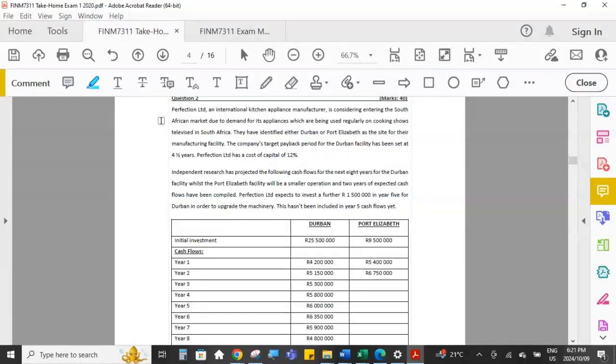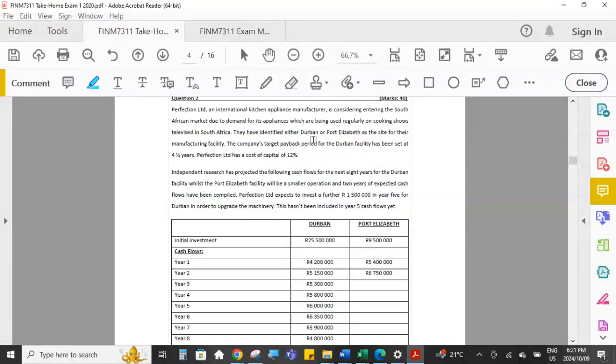So we know that with financial management, most of what we do is to assist businesses in decision making. And this is why always in these questions that we get, they always ask us, do a calculation, make a decision, give a reason, because that's exactly what we have to do in a real life situation.